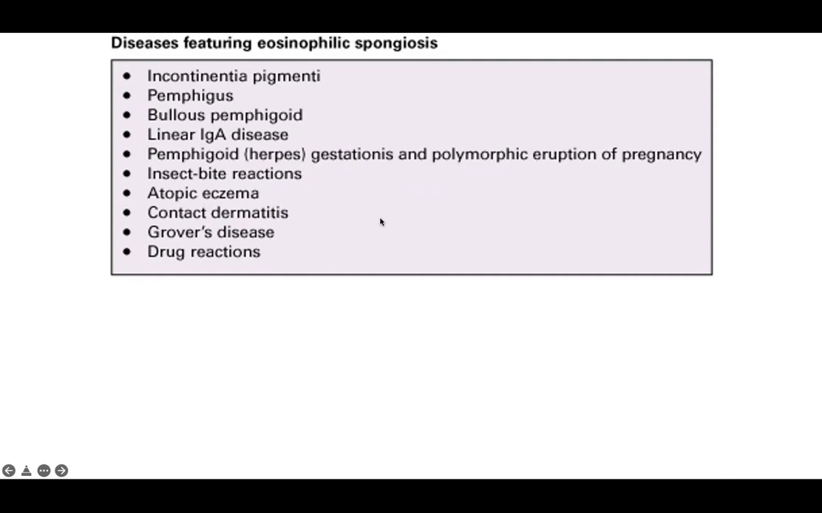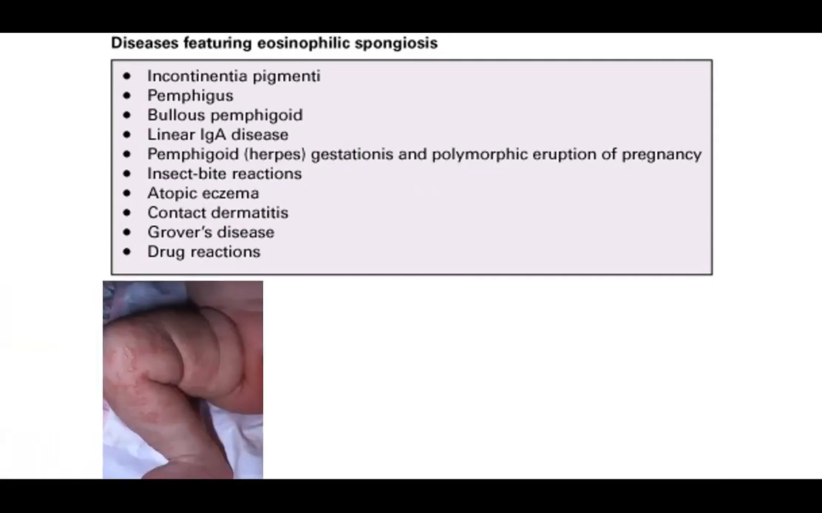So just a little tidbit for you to prime you for the vesiculobullous lecture. You see a picture here of incontinentia pigmenti. It's in the vesicular stage, which is the earliest stage of incontinentia pigmenti. This is due to a defect in the NEMO gene in patients, which is related to the NF-kappa B modulator.